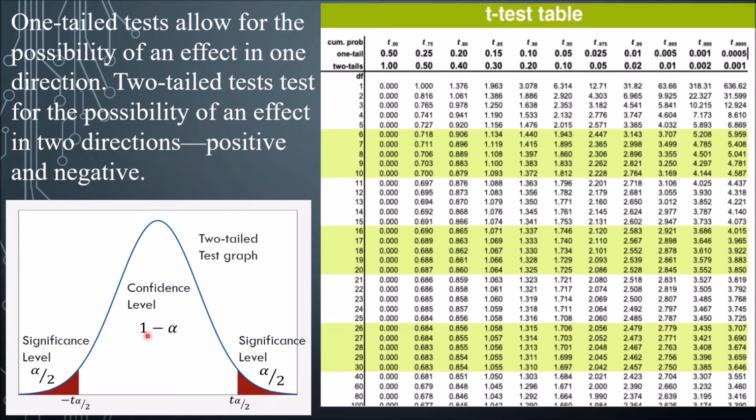Now this one here, 1 minus alpha, the unshaded part, is called the confidence level. What does that mean? It refers to the percentage of probability or certainty that the confidence interval would contain the true population parameter when you draw a random sample many times. Okay, so that's the meaning of confidence level. So again, this one is the significance level, and this one is the confidence level.